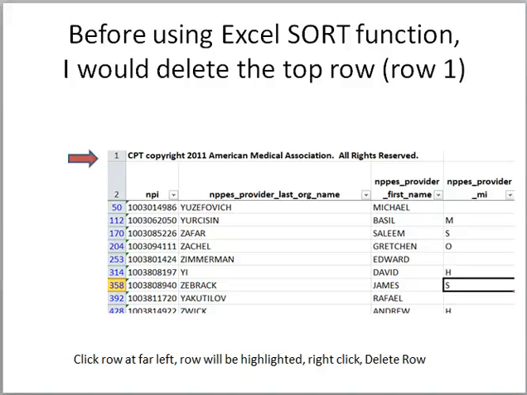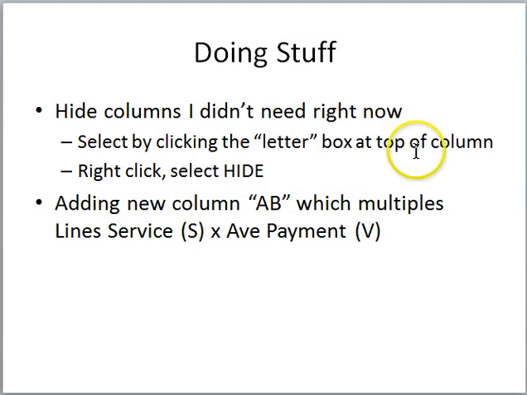If you want to use the sort function, which I'll show you next, I figured out that step 1 is to delete line 1, which is a copyright notice. So you click the row at the far left, the row will be highlighted, right-click, and then delete row. That's because this extra row would screw up your sorting. Now, some things I did that I won't show you. I hid columns I didn't need right now. You select the letter box at the top of the column, like column C, and you right-click and you select Hide. And that column will be temporarily hidden from view.